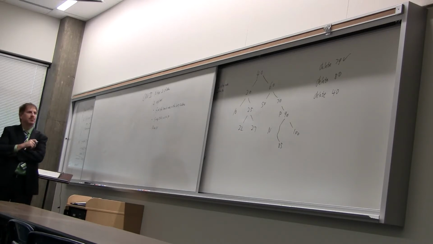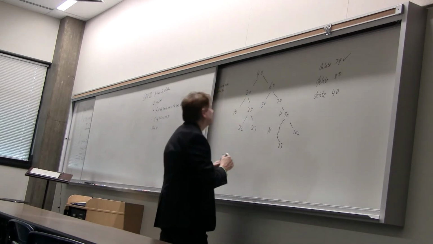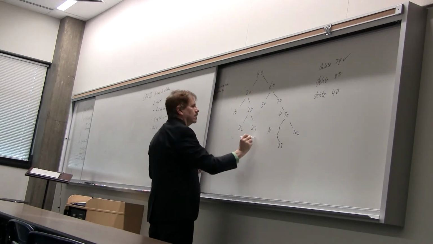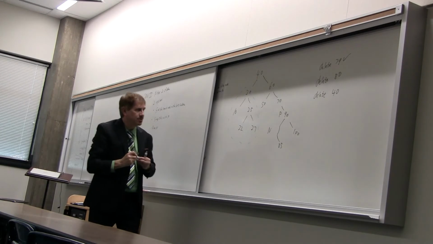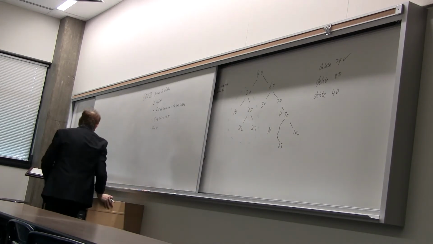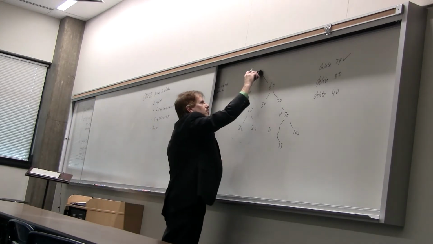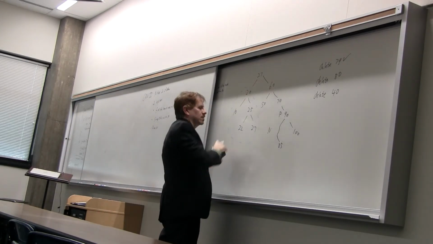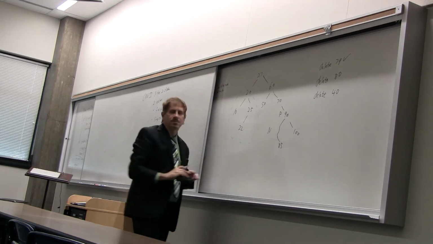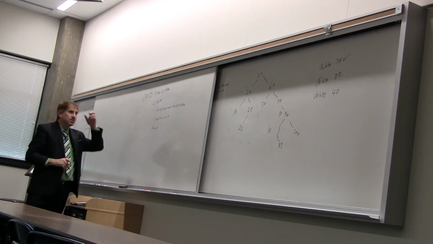So we want to delete the 40. Let's go into the left subtree. That's this thing right here. What's the largest node? 27. So all we've got to do is replace the root with 27, get rid of this. And we're done.